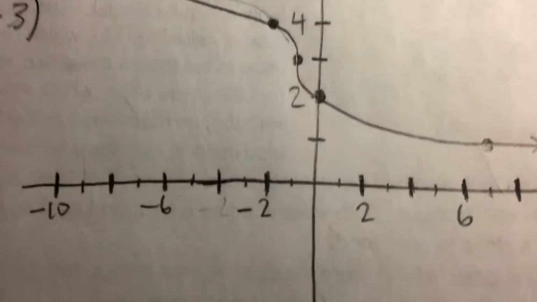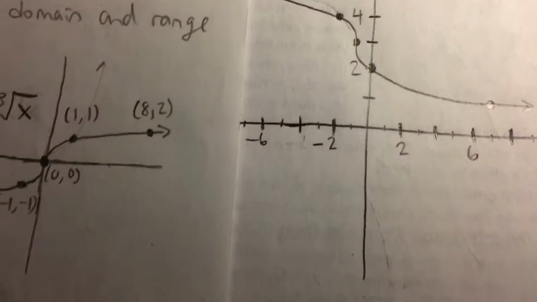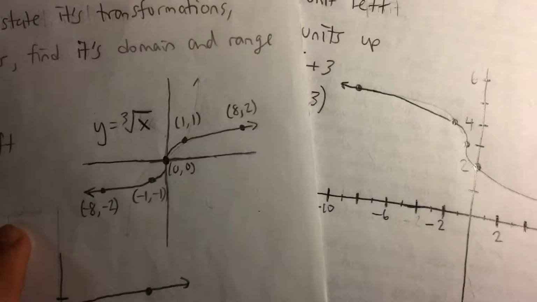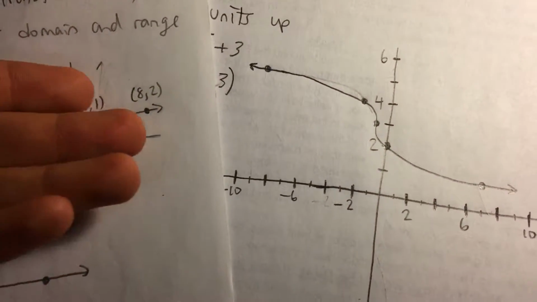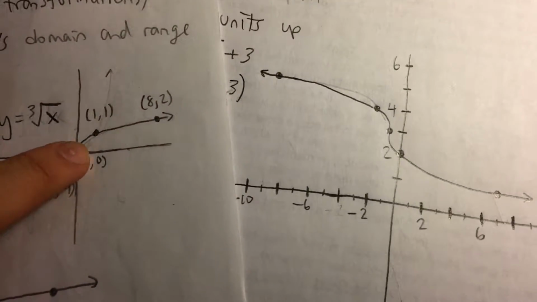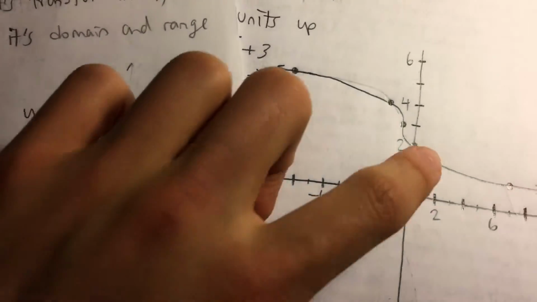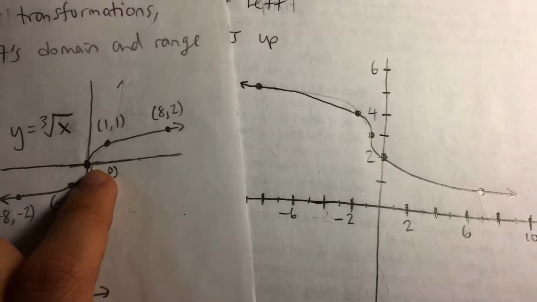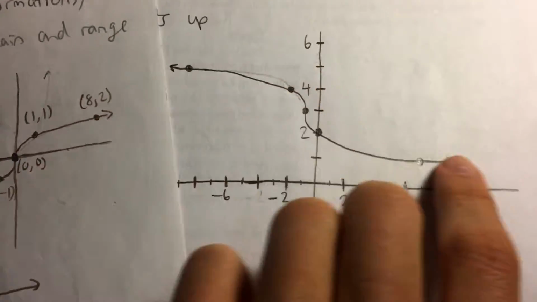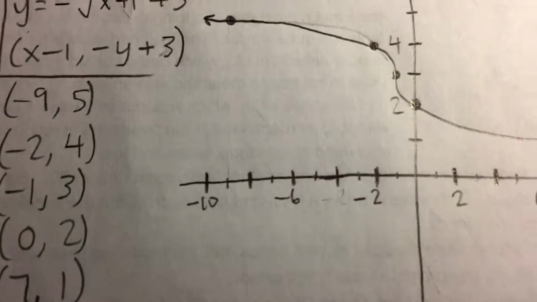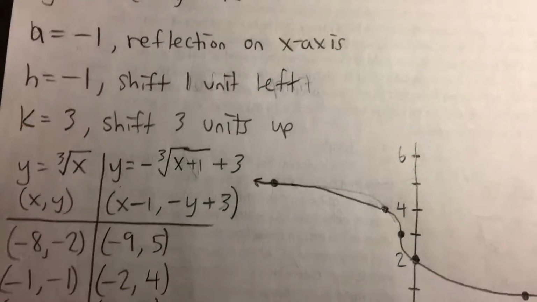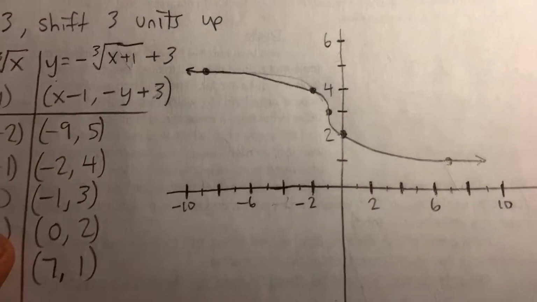And you can see, if I compare this to the original cube root function, it's been flipped vertically. So instead of going down and to the left, it goes up and to the left. Instead of going up and to the right, it goes down and to the right. And so that's what the negative sign in front, the vertical reflection, or reflection over the x-axis, does.